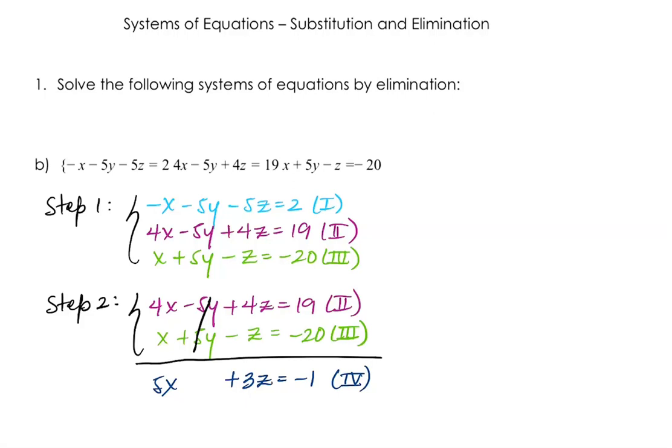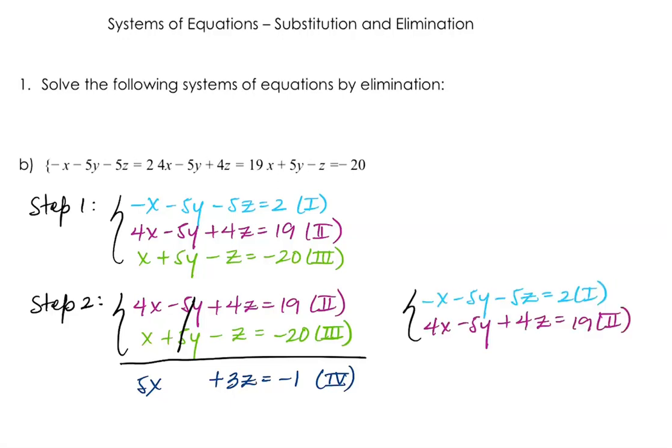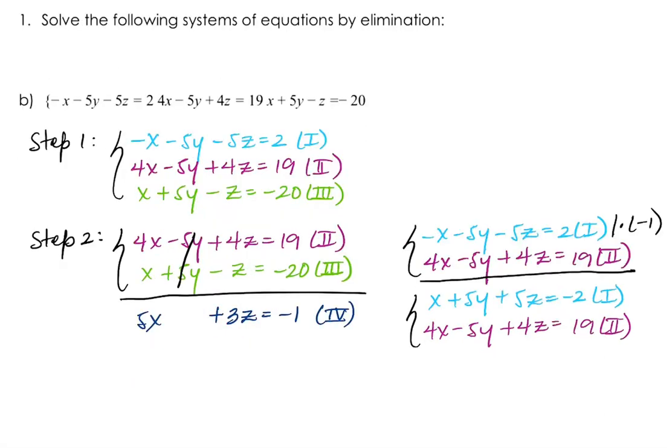We do exactly what we just did with equations 2 and 3, but this time with equations 1 and 2. We're going to transform equation number 1 by multiplying it times negative 1. Now that we have transformed equation number 1, we can eliminate the y's. What's left of this equation is 5x plus 9z equals 17, and that will be our equation number 5.